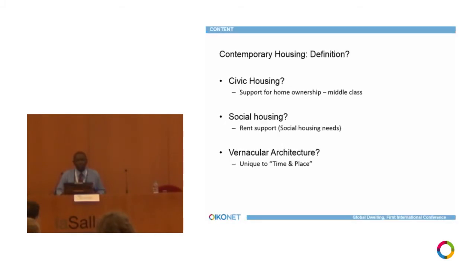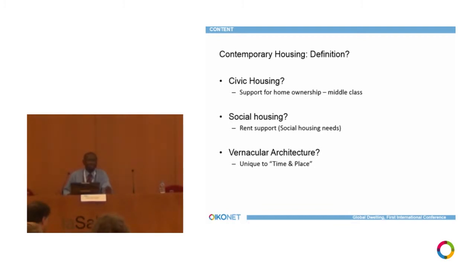So what is contemporary housing in definition? We raise some questions to ourselves. How do we define it? Because before you start doing a literature review, you need to have a definition of what you're looking for in the literature. So what is contemporary housing? Is it a civic type of housing? Is it social housing? Or is it vernacular architecture? These are just theoretical questions that we put forward before we started doing the literature review.